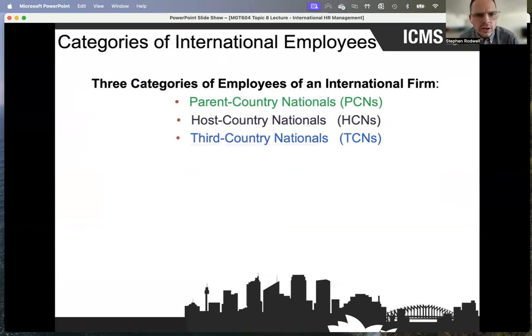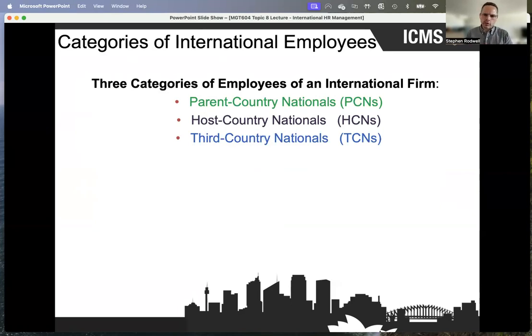All right, so categories of international employees. These are important terms to understand here. So we have parent country nationals or PCNs. These are people who work for the company in the parent country that the company was founded in. Then you've got host country nationals. So say, for example, we're an Australian-based company, we've opened an office in Singapore. Host country nationals would be Singaporeans working in that Singapore-based office.